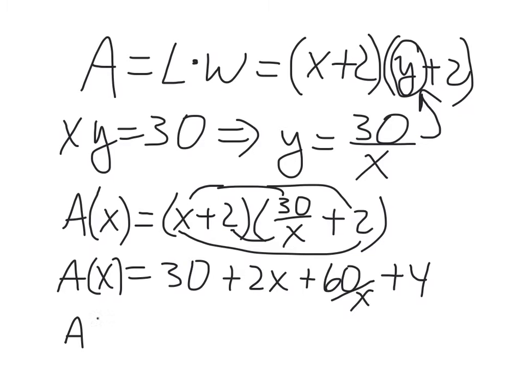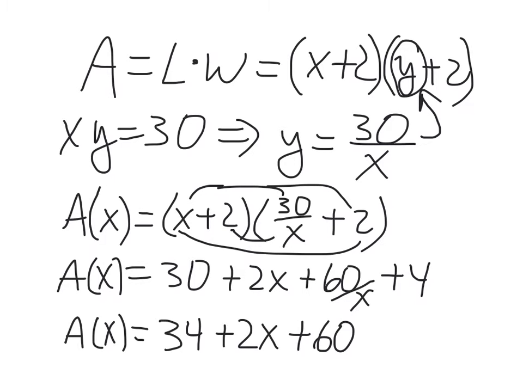The simpler form of this function, combining our 30 and the 4 at the end, is 34 plus 2x plus 60 divided by x, or we can go ahead and write that as 60x to the negative 1. Okay. So now we're going to look at this as a function representing the area of this page with the border around it, with the printed part. We want to minimize that area.